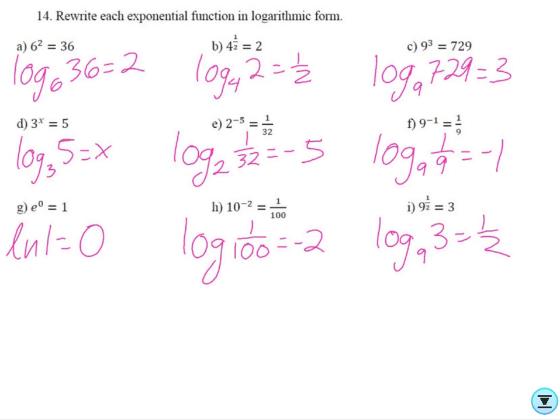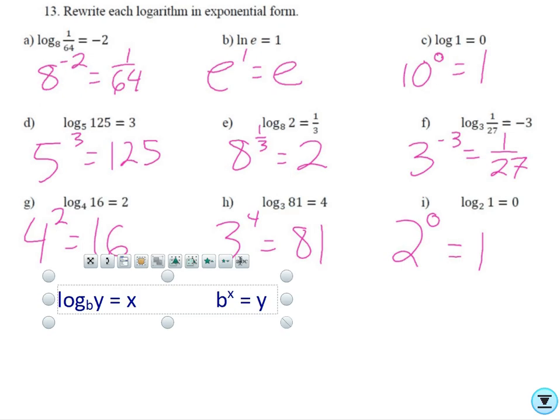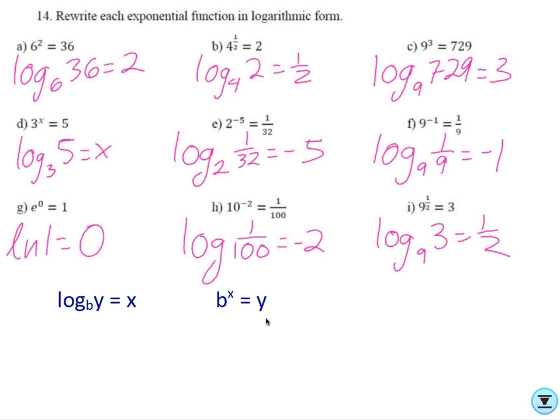You're going to use that exact same idea that we had here for number 13. For number 14, we're just going in the other direction. So the base, the exponent, and then that will be the y. So 6 squared equals 36 turns into log base 6 of 36 is 2. Remember, it's an exponent. You want to think of logarithms as what power functions. The answer is the power, or the exponent. 4 to the 1/2 is 2. That is log base 4 of 2 is 1/2. 9 cubed is 729. That is log base 9 of 729 is 3.